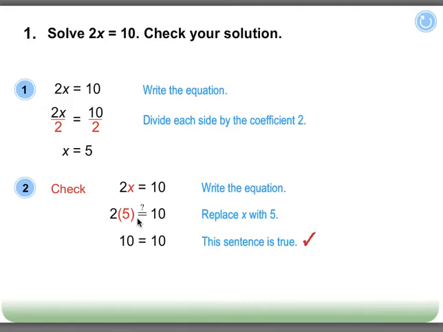So 2x equals 10. We found out x equals 5. So if we substitute the 5 for the x, we would have 2 times 5. Does that equal 10? Yes, 10 equals 10. This sentence is true.